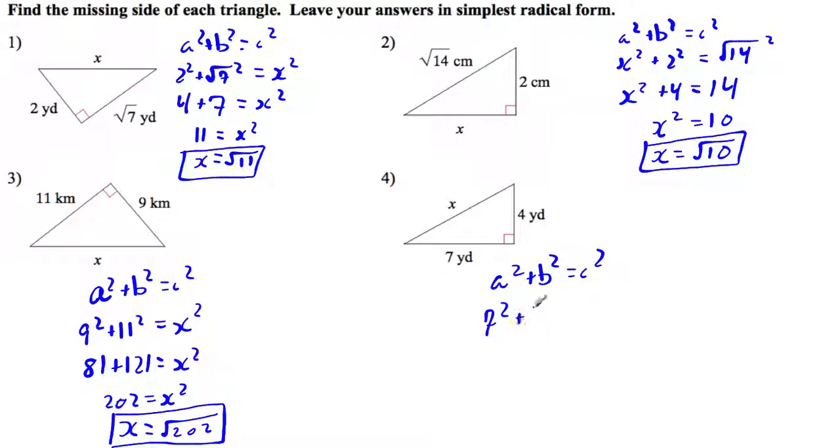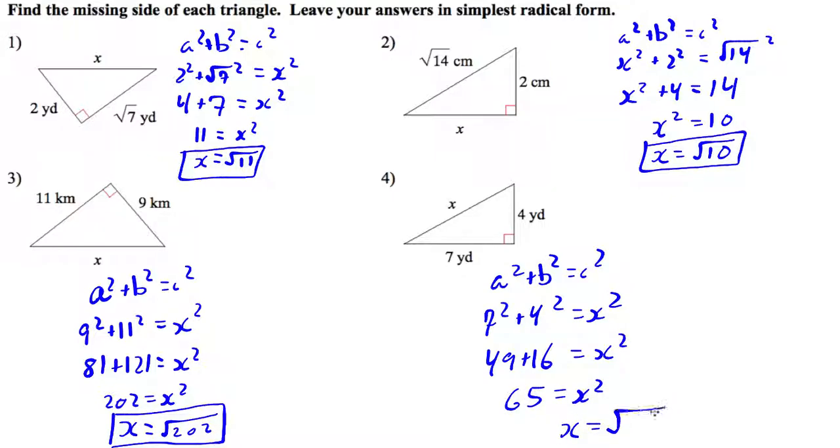Then number 4, we get a squared plus b squared is equal to c squared. So 7 squared plus 4 squared is equal to x squared. Back to find the hypotenuse. So 49 plus 16 is equal to x squared. So we get 65 is equal to x squared. So x is equal to the square root of 65, which we can't reduce. 65 factors into 5 and 13. Yeah, so we can't reduce this. So none of these we could reduce the radicals for. So you got lucky, but be prepared for that.